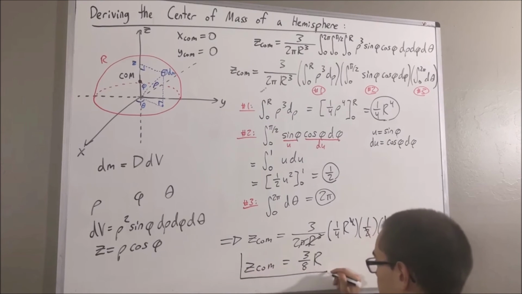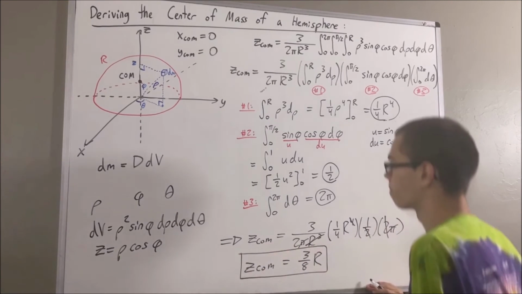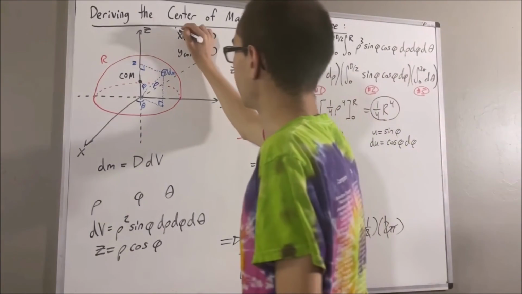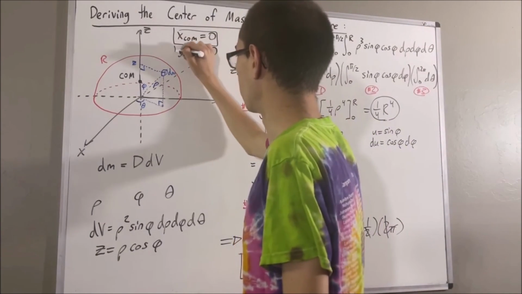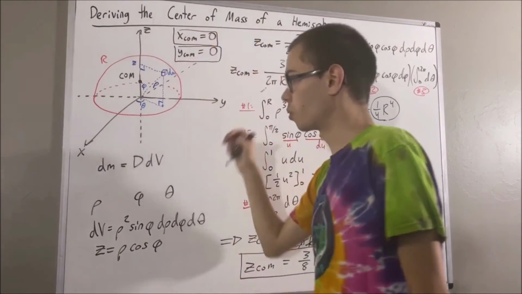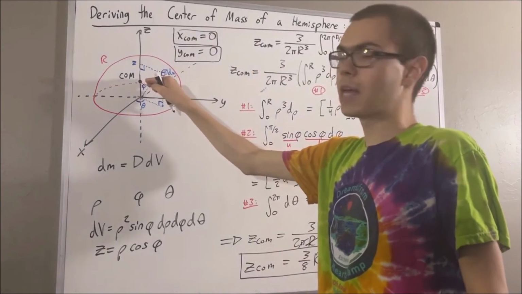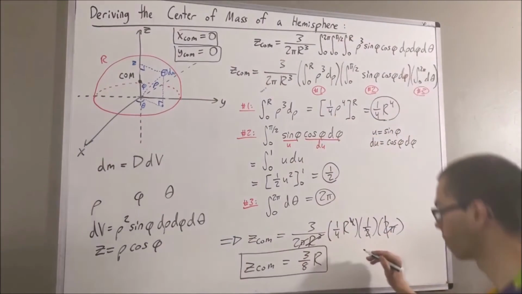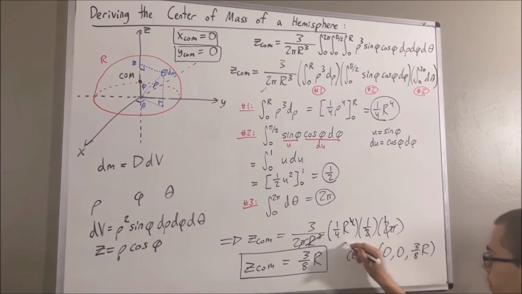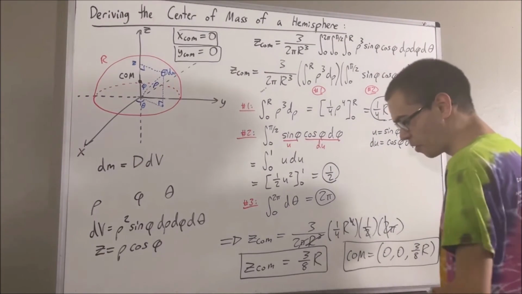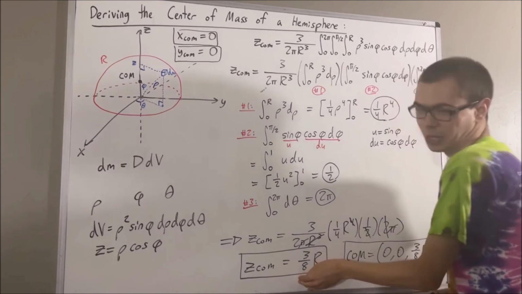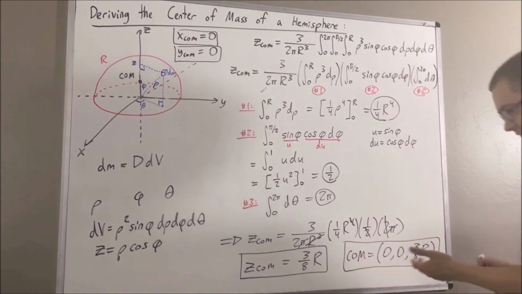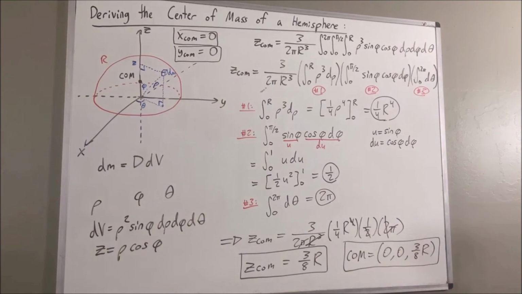So this is the z-coordinate of the center of mass. We have the x-coordinate of the center of mass and the y-coordinate of the center of mass. So really, the center of mass of the hemisphere is at 0, 0, 3/8 R. So I guess 3/8 is the magic number, right? That was good. And so yeah, that's pretty much it for this video.